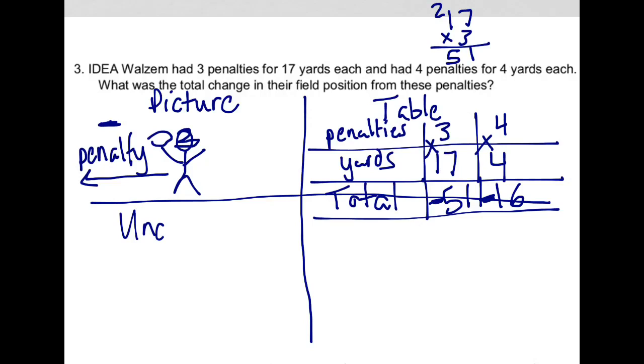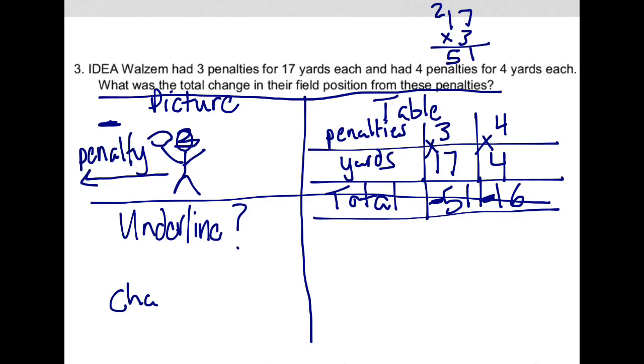Now I just need to underline the question and make sure I know what's being asked of me. Idea Walsham had 3 penalties for 17 yards each and 4 penalties for 4 yards each. What was the total change in their field position from these penalties? So I want to find the total change in their field position from these penalties. Change, and I also know penalties should equal a negative number. So now I'm going to solve and check.